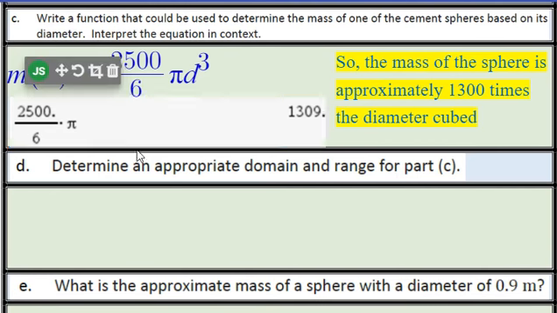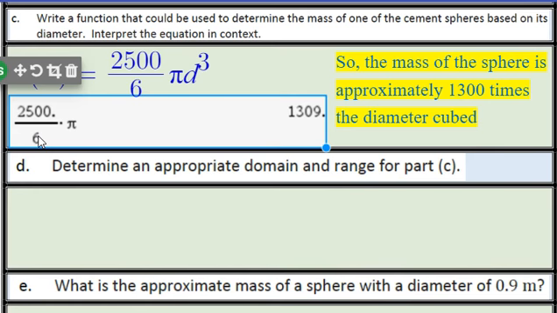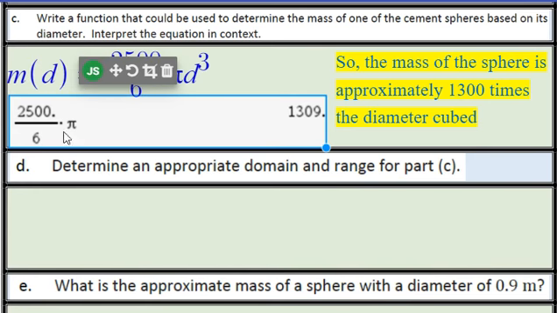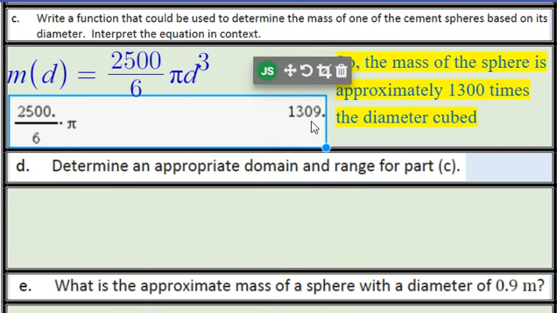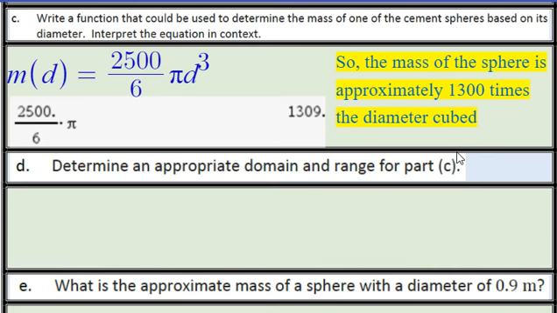So the idea, I put this number in my TI Nspire graphing calculator, and when I multiplied, I got 1,309, which suggests that the mass of the sphere is approximately 1,300 times the diameter cubed. So once I know the diameter and cube it, multiply by around 1,300, and I would get the mass for every sphere.